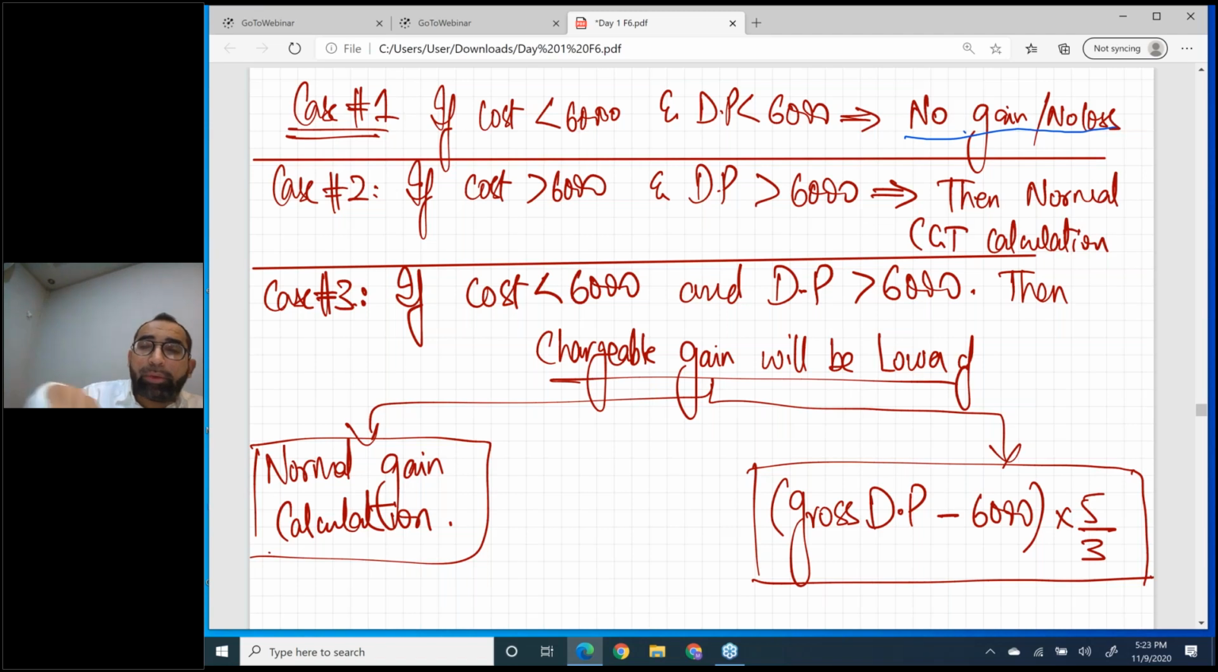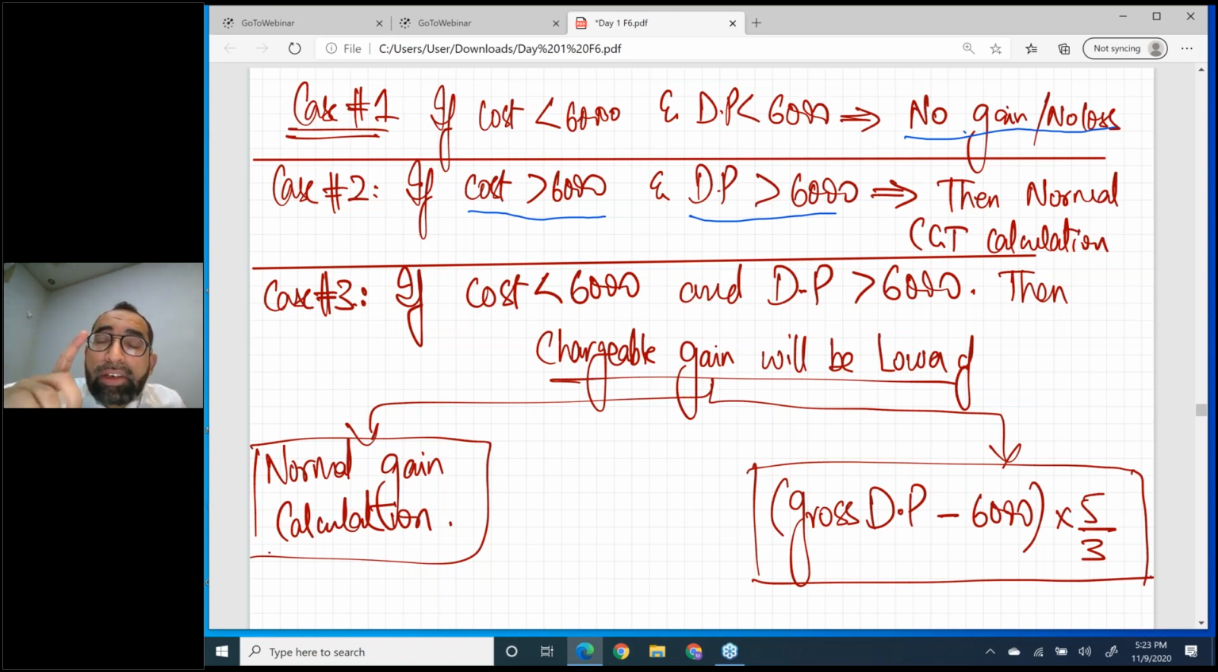Okay. Case number 2. If cost is greater than 6,000 and DP is greater than 6,000, then do normal CGT working. For example, you bought a non-vesting chattel for 10,000 pounds and you sold it for 15,000. So the difference is 5,000. Just normal gain, the way you do it.